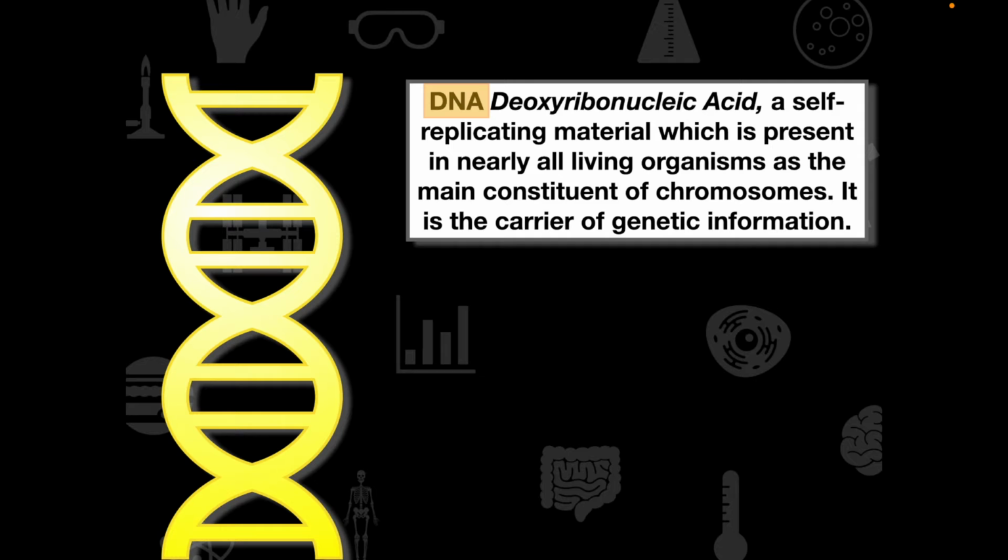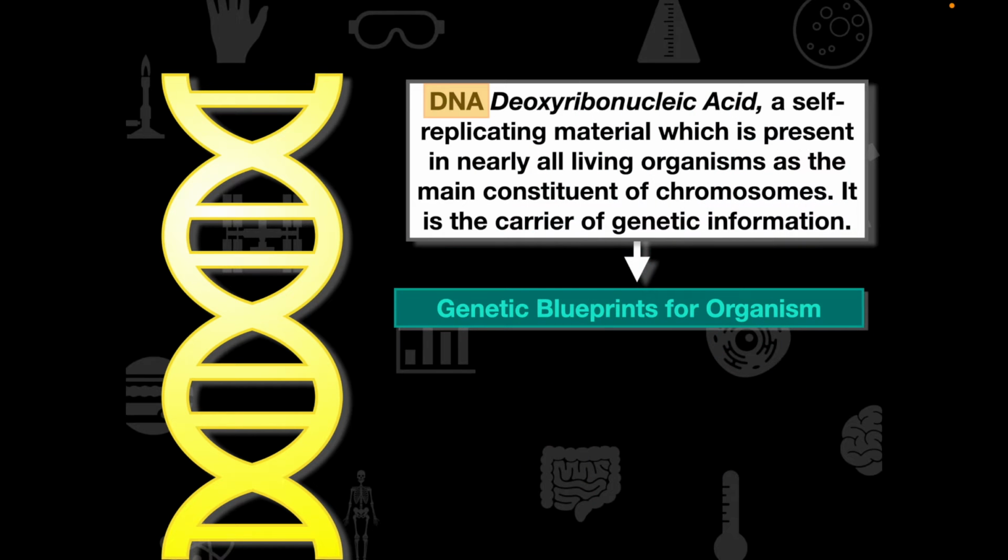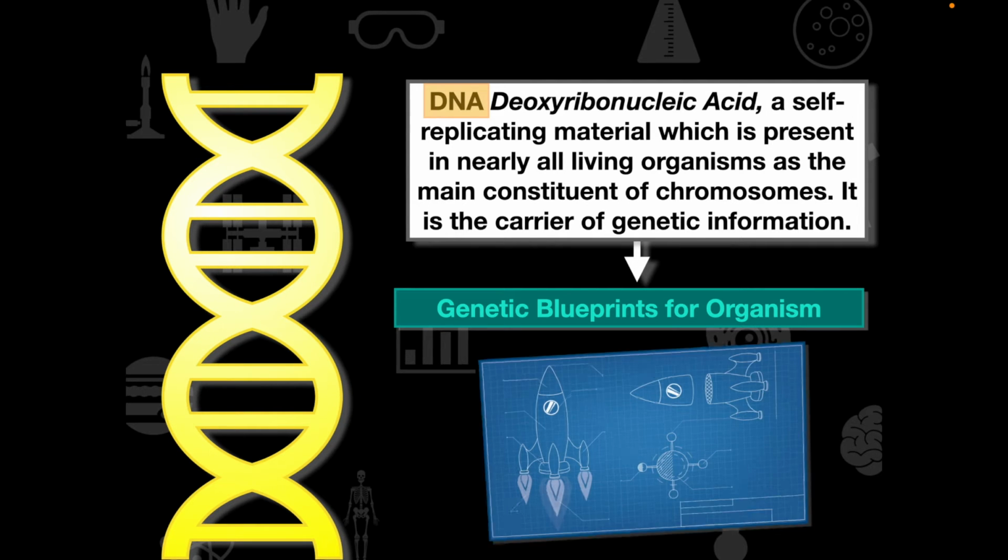So if we're going through and reviewing DNA, it is deoxyribonucleic acid. It's a self-replicating material which is present in nearly all living things and living organisms. And it's really going to be the carrier of genetic information and that genetic blueprint.